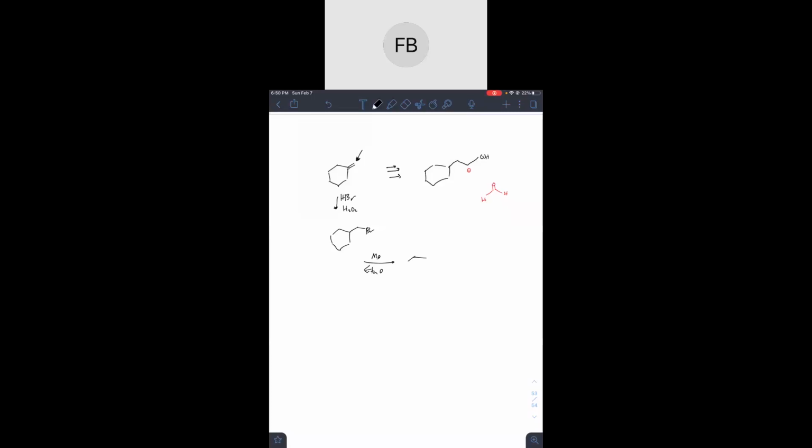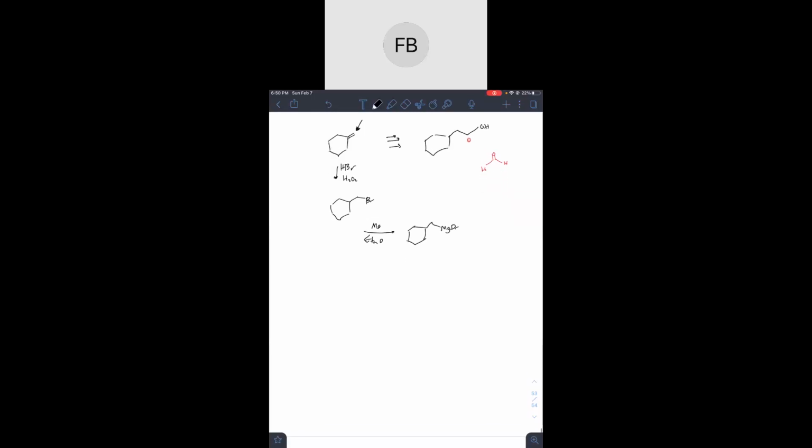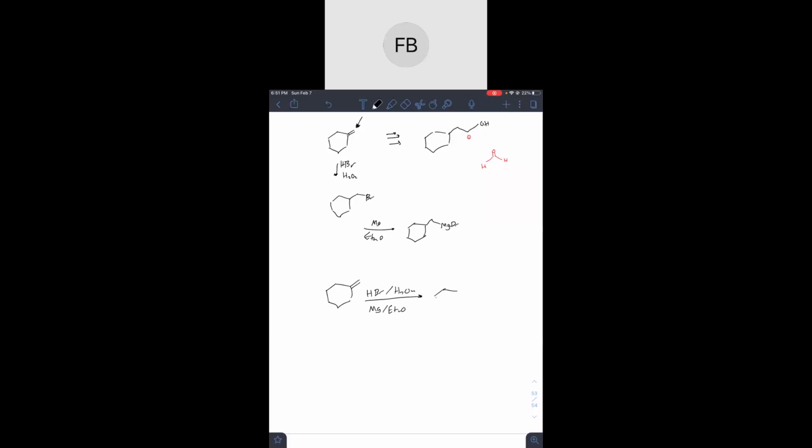And one life hack is that you can add them both in the same step, almost. I've done this before. Sometimes I'll just go, okay, I'll do it all in one step. So I'll do HBr over H2O2, and then I'll do Mg over Et2O. And then I'll just be like, okay, there. Just get it all over with in the same step, because it's such a pain to keep doing the Mg second. So you can do this if you prefer.